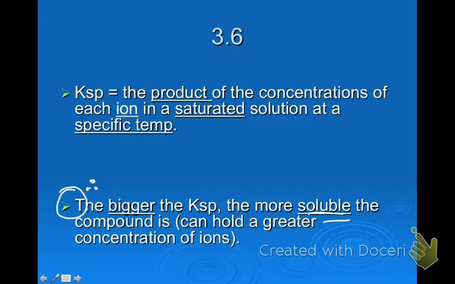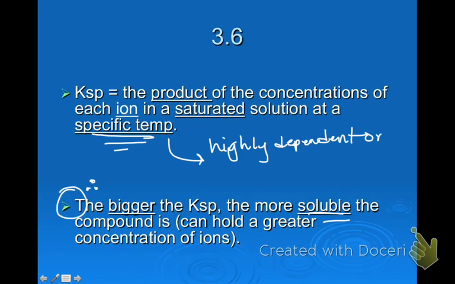Going back up to the top, KSP is equal to the product of the concentrations of each ion in a saturated solution, and that's at a specific temperature because KSP is highly dependent on temperature. So depending on what your temperature is, that KSP value is going to fluctuate quite a bit, as you can see from your solubility curves.